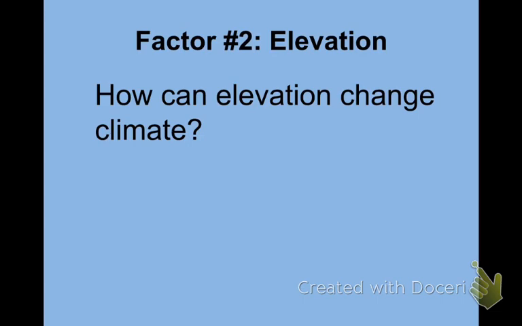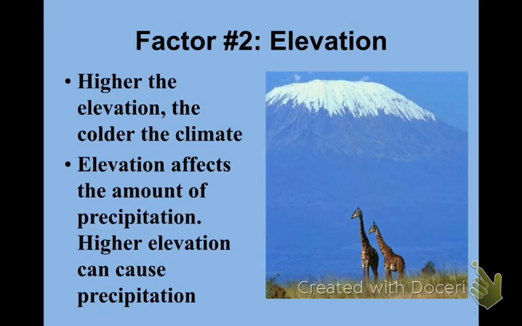We're going to visualize the mountain on the next one. For this one, just knowing that the higher up you go, the colder it gets, I don't need to draw a mountain for that. So when we look at elevation, we're looking at you increasing your height and altitude.